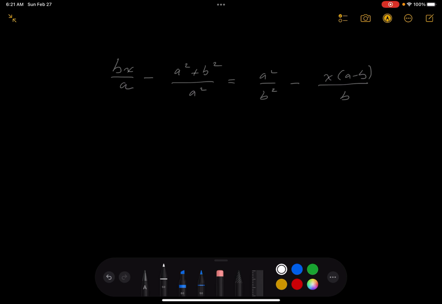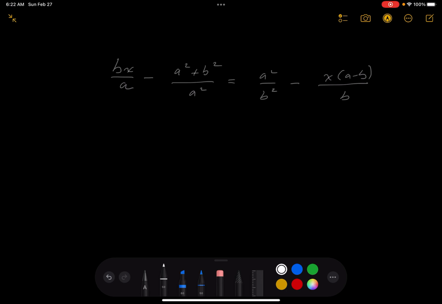That's one of the reasons I don't really like recopying problems. If you copy it wrong, you're really taking the wrong road from the beginning, that is. bx over a is the first term. Second term, let's see, looking good, equals a squared over b squared. Yeah. So what I'm going to do over here is, I think I could solve for x pretty quickly.